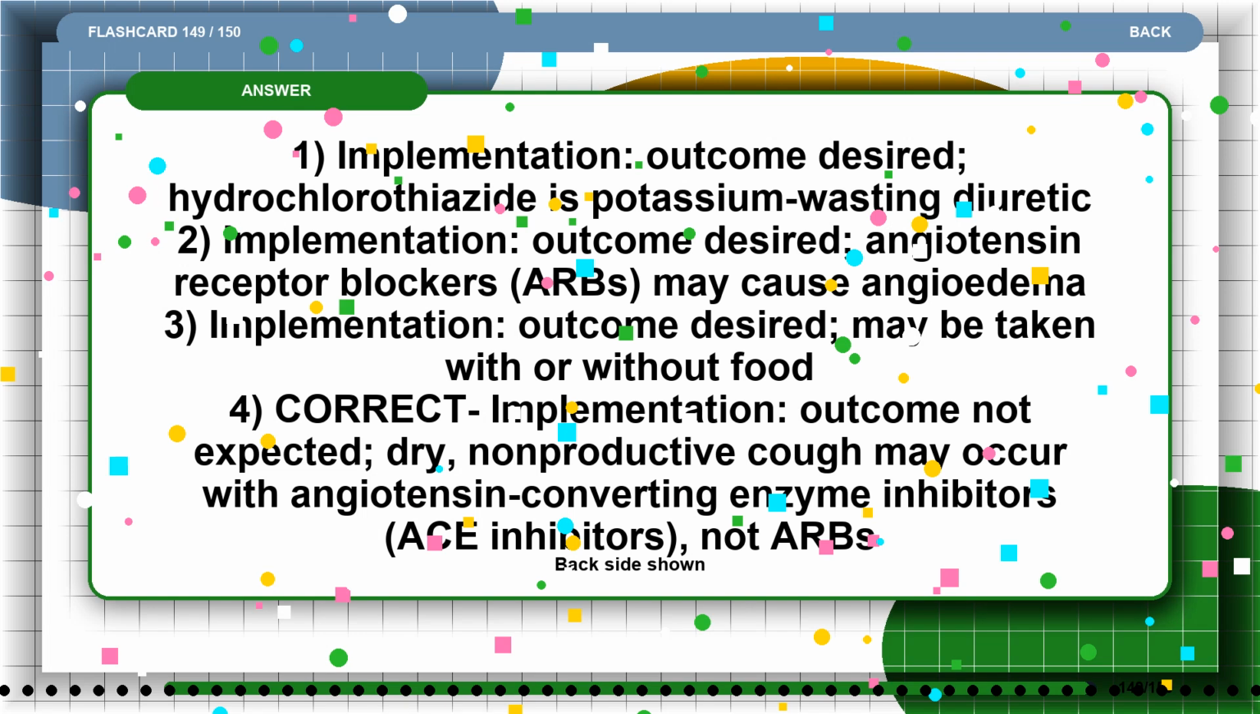The answer is 1. Implementation. Outcome desired. Hydrochlorothiazide is a potassium-wasting diuretic. 2. Implementation. Outcome desired. Angiotensin receptor blockers (ARBs) may cause angioedema. 3. Implementation. Outcome desired. May be taken with or without food. 4. Correct. Implementation. Outcome not expected. Dry, non-productive cough may occur with angiotensin converting enzyme inhibitors (ACE inhibitors), not ARBs.